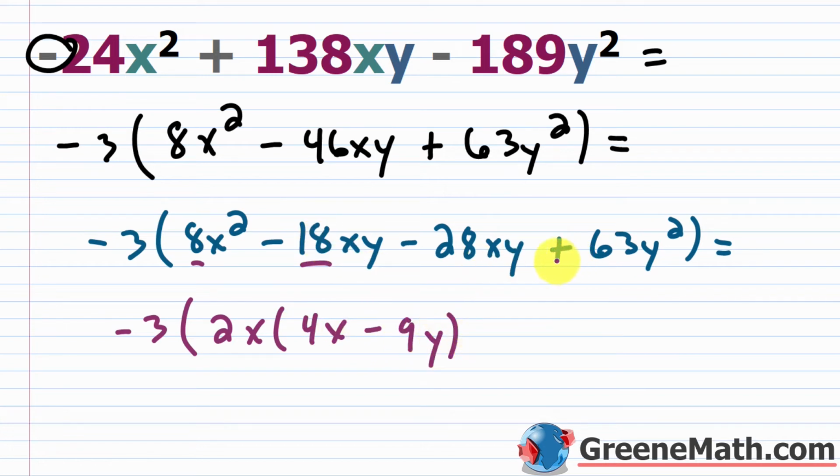From here, again, this is negative and this is positive. If I look at this, this is positive, this is negative. So you've got to pull out a negative there to make the signs work. And it looks like between 28 and 63, you can pull out a 7. And then between x, y, and y squared, you could pull out a y. So inside here, I would have 4x. And then minus, you would have this 9y. Okay, so you see we have this common binomial factor of 4x minus 9y, and that's what we're looking for.